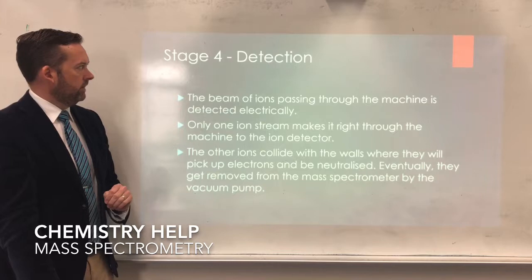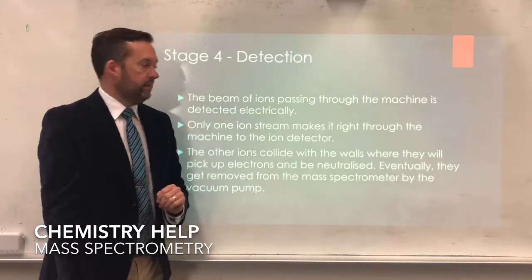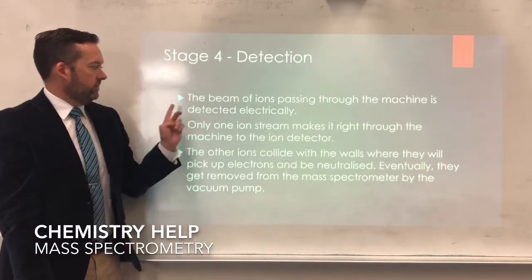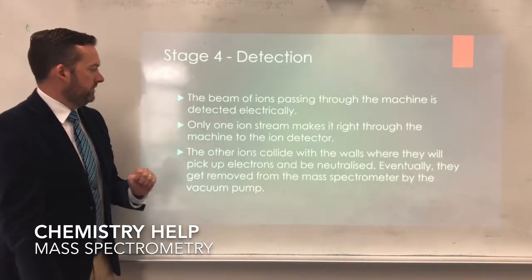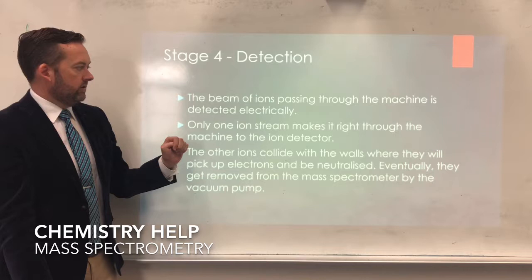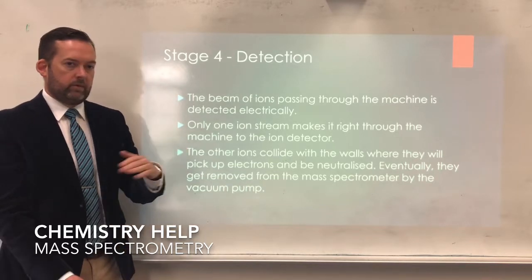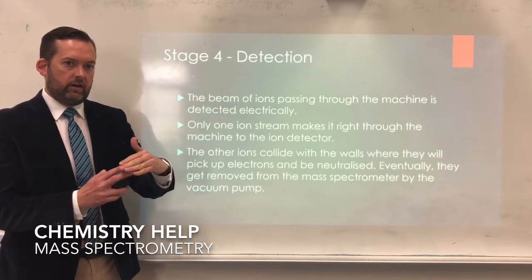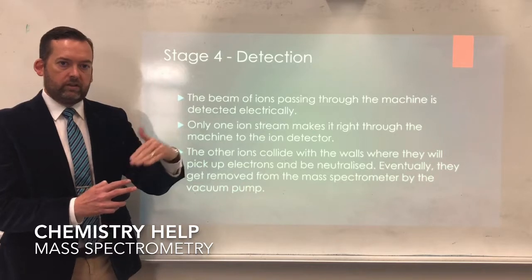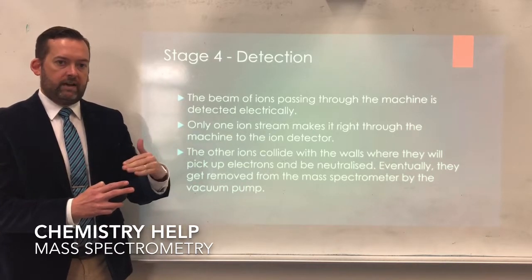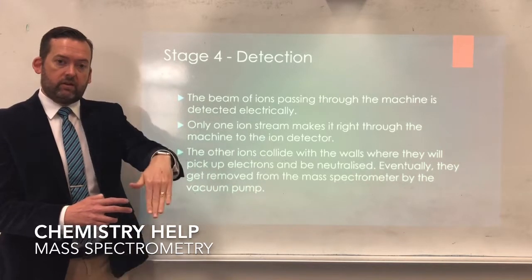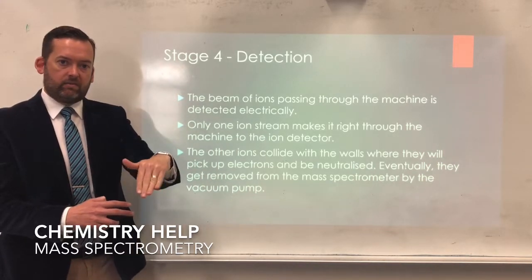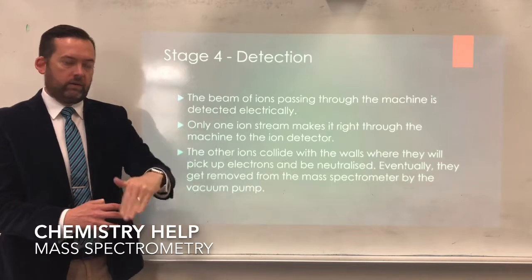All right. Finally, detection, the last stage. The beam of ions passing through the machine is detected electrically. Now, how is this done, you might say? Well, what happens is only one ion stream makes it through the machine because of the way the deflector works. So light ions are deflected too much and they hit the side of the machine. Heavy ions aren't deflected enough. That's why the curve is important. So as it comes around the curve in that diagram, only one stream makes it through. Heavy ones hit the top, light ones hit the bottom.